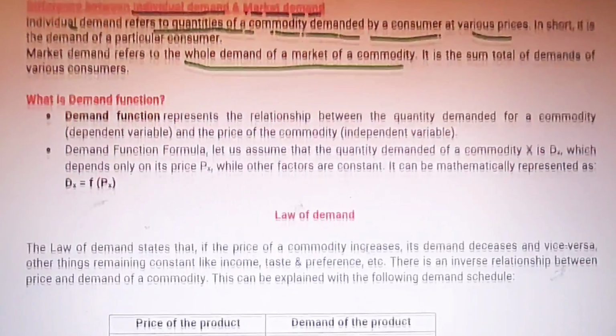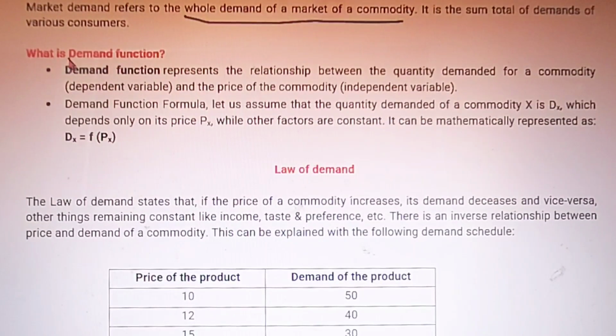Okay, the next concept is what is demand function, right? This question is also very important, and it represents the relationship between the quantity demanded and the price. So this is the basic relationship. It shows the relationship between the demand and price of a commodity. And this is the formula that we use to derive demand function: Dx is equal to a function of Px. Now Dx is the demand of a particular commodity and Px is the price of that particular commodity.